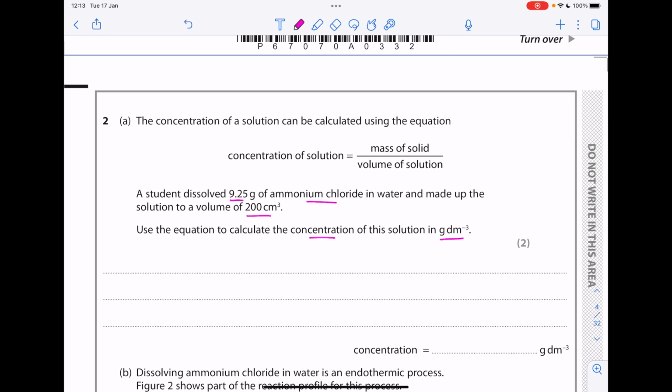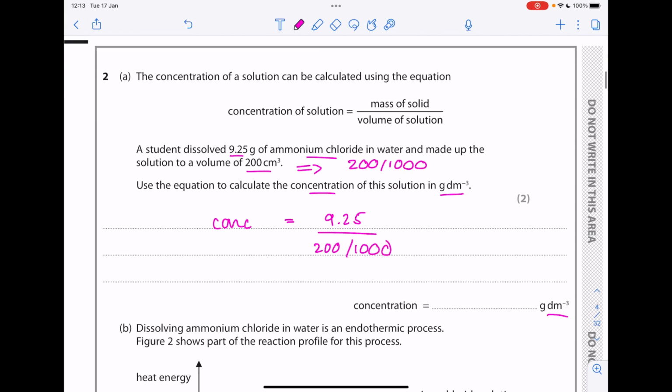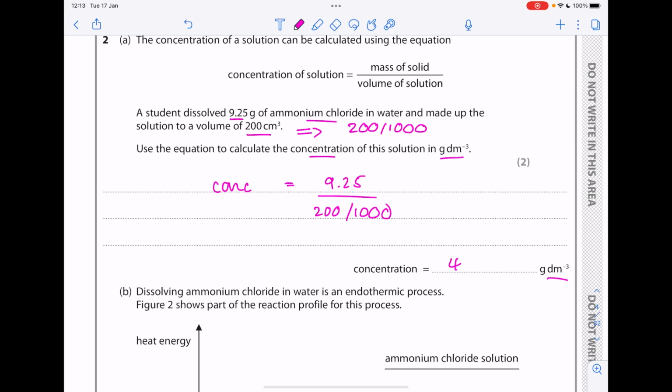So the first thing to notice is the units for volume. We need to get 200 centimetres cubed into decimetres cubed. How do we do that? By simply dividing by 1,000. So now we're ready to find that concentration. So the mass we were told is 9.25. The volume is 200 divided by 1,000. 46.25 is our final answer.